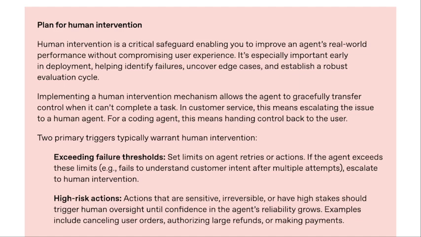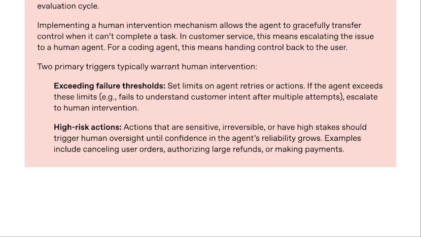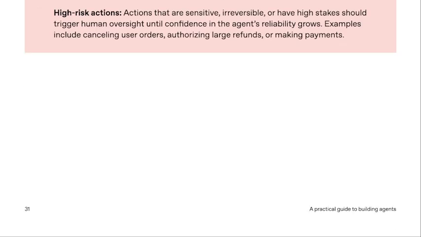Two primary triggers typically warrant human intervention: exceeding failure thresholds and high risk actions. Set limits on the agent's retries or actions. If the agent exceeds this limit, escalate to human intervention. Actions that are sensitive, irreversible, or have high stakes should trigger human oversight until confidence in the agent's reliability grows. Examples include canceling a user order, authorizing a large refund, or making payments.